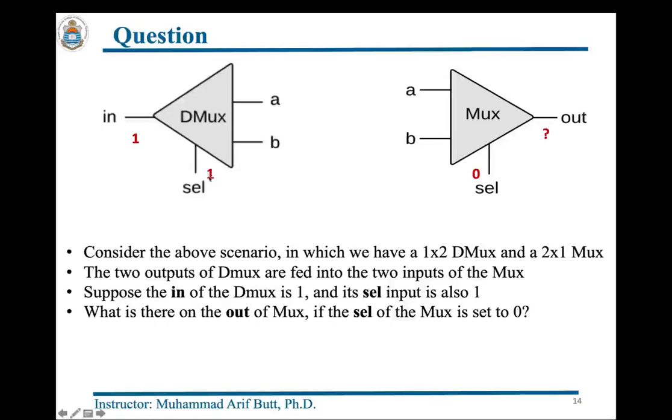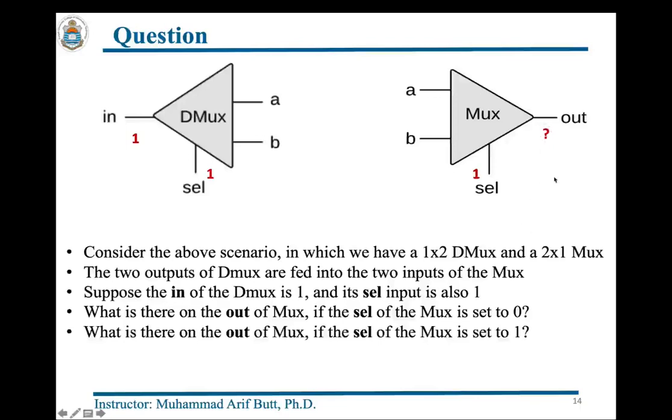Okay, so if there is 1 over here, the input will be placed onto this B. So this 1 will move on to this place, and remember over here we have 0. And if there is a 0 over here, this 0 will be placed over here. So we have a 0 over here at the place of out. Another question is, what is there on the out of the mux if the select is set to 1? And of course, now it's very simple. Over here we have 1, this 1 is placed onto B, and since we have a 1 over here, this B goes to out, so we have a 1 over here. So I think you have a clear idea now how the multiplexer and the demultiplexer are interrelated with each other.